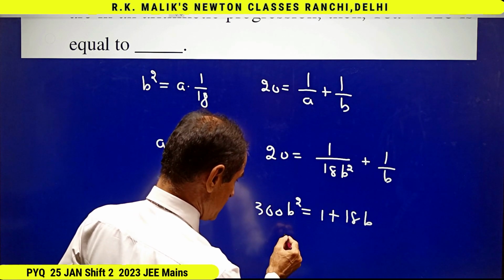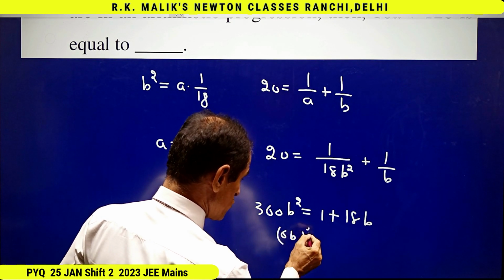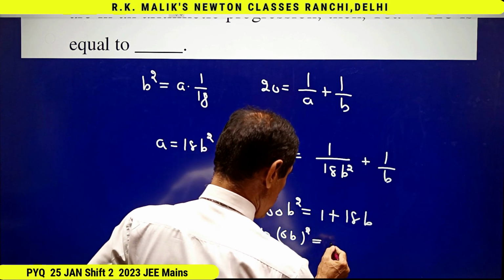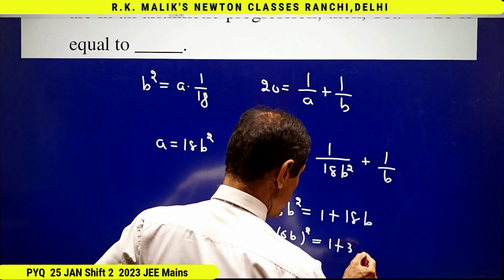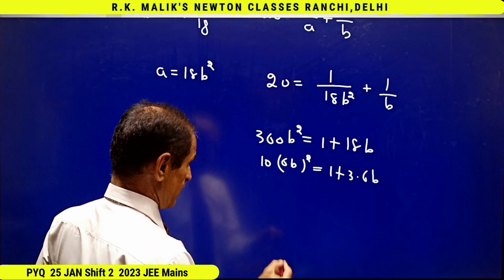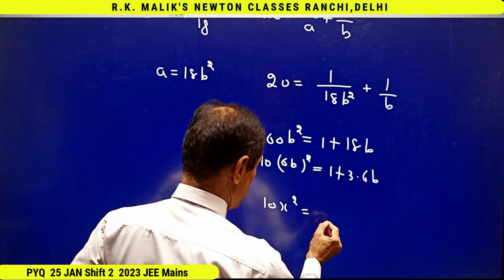It's clear that it can be written as 10 into (6b) whole square equal to 1 plus 3 into 6b. I suppose 6b as x. I get 10x square equal to 1 plus 3x.